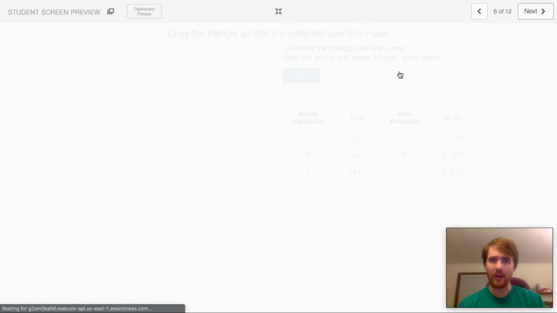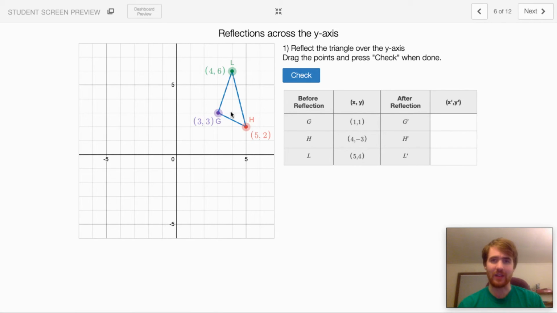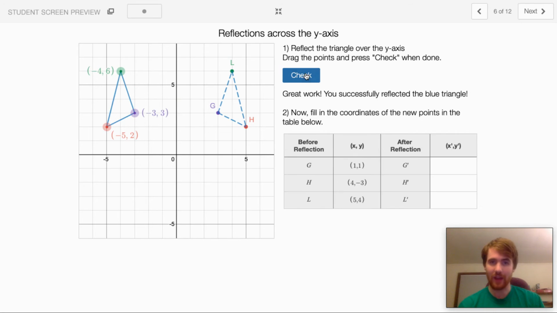You can go on. On the next slide, it's a very similar activity. Again, we're reflecting across the y-axis, so we're taking these points to the other side. 1, 2, 3, 4. 1, 2, 3, 4. This one is 5, 5. Again, you can check and then fill in the table.